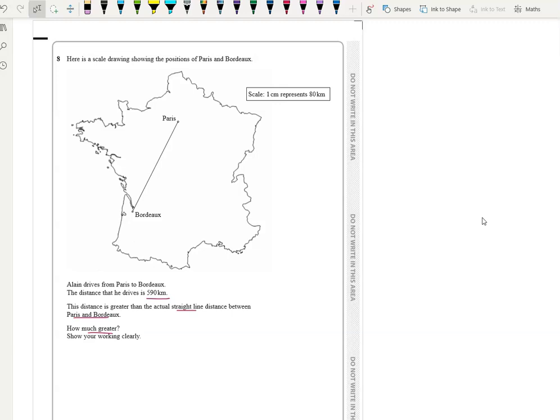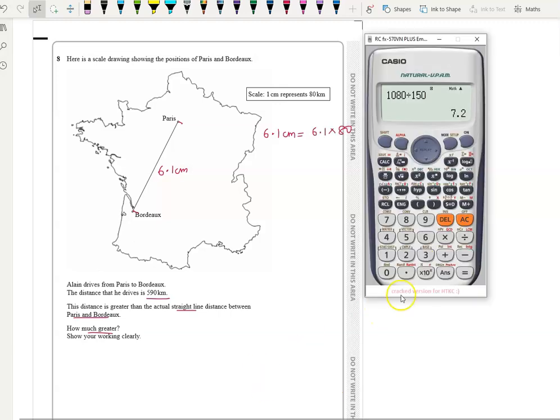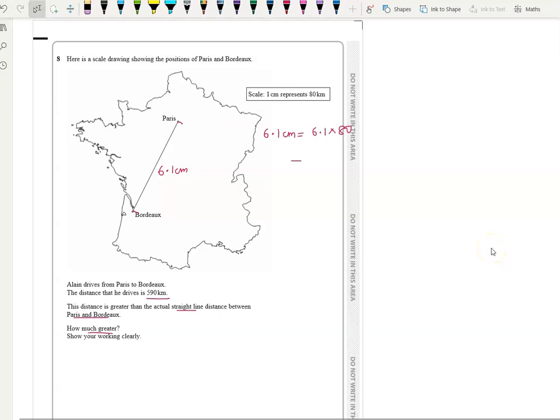So what you can do is, the scale is given to you. 1 centimeter represents 80 kilometers. So use a ruler to measure this length between Paris and Bordeaux. That will give you approximately 6.1 centimeters. 1 centimeter is 80 kilometers, so 6.1 centimeters will be 6.1 times 80. So you get 488. So it is 488 kilometers.